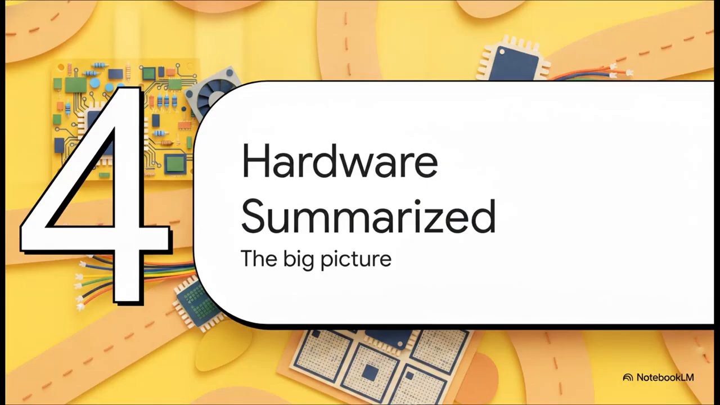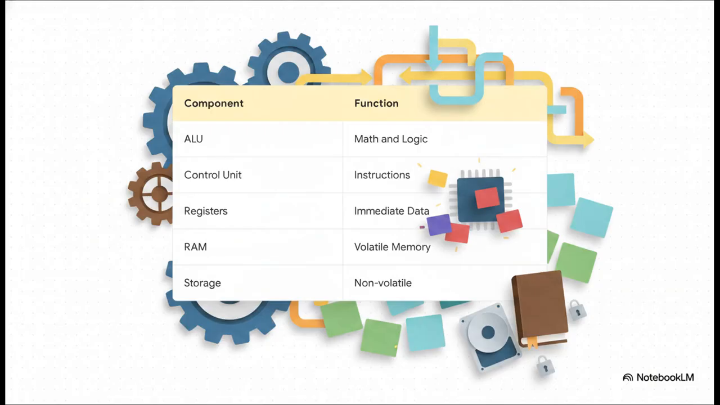And that brings us to part 4, hardware functions summarized. So, we've traveled from the high-level software layers all the way down to the physical silicon. Think of this summary as the ultimate blueprint for your Week 1 notes in Foundations of Computer Programming. This is the computer completely laid bare.